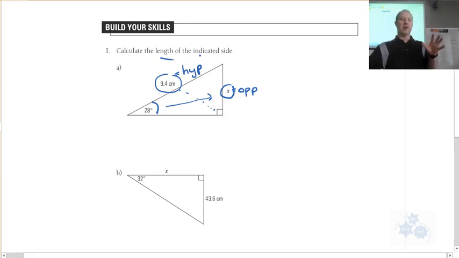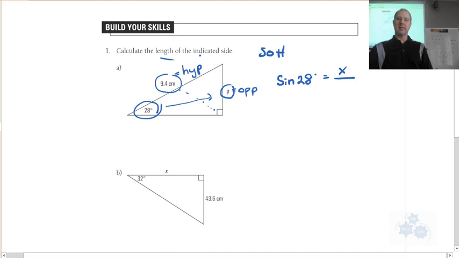So which trig function should I use to connect these three? This angle, the opposite, and the hypotenuse. So, right, sine. Very good. So I'm going to put sine of 28. Remember, you need to have the degree with the trig function there. So sine of 28 equals the opposite side, which is x, unknown, over the hypotenuse, which is 9.4.